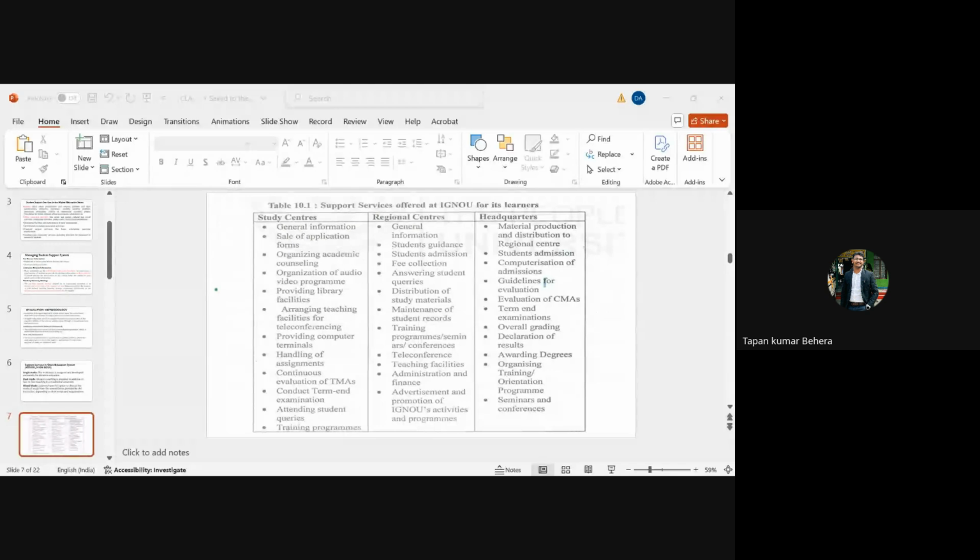Organize seminars, conferences. Very good. Yes. Then deposit research project. When subjects have practical courses or project work, that will be submitted and evaluated, as well as viva conducted, in the regional center, not the study center.